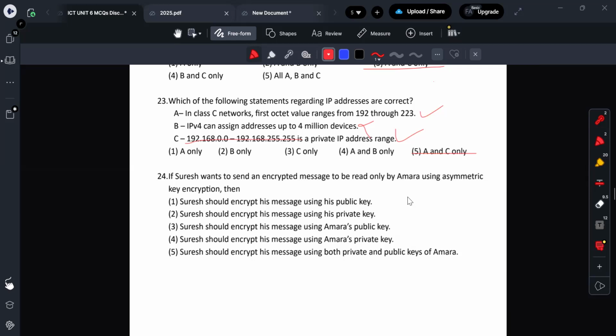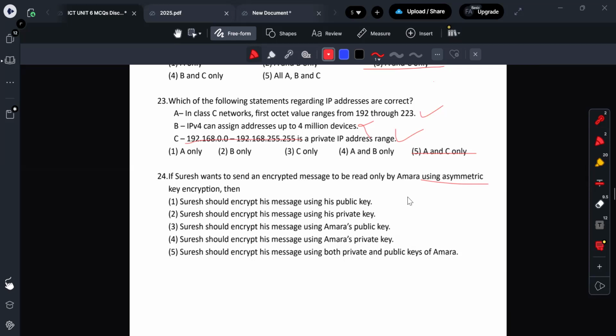Clear, no? So again they are asking about encryption. Here they are asking about asymmetric key encryption. Asymmetric, what do you use? Different pairs of keys. A public key shared with everyone and a private key which is kept secret by the owner. Suresh wants to ensure that only Amara can read the message. So Suresh takes Amara's public key which is freely available and uses it to encrypt the message. Once encrypted with Amara's public key, as per the asymmetric encryption, only Amara's private key can unlock it, because Amara is the only person who holds the private key and only she can read it.